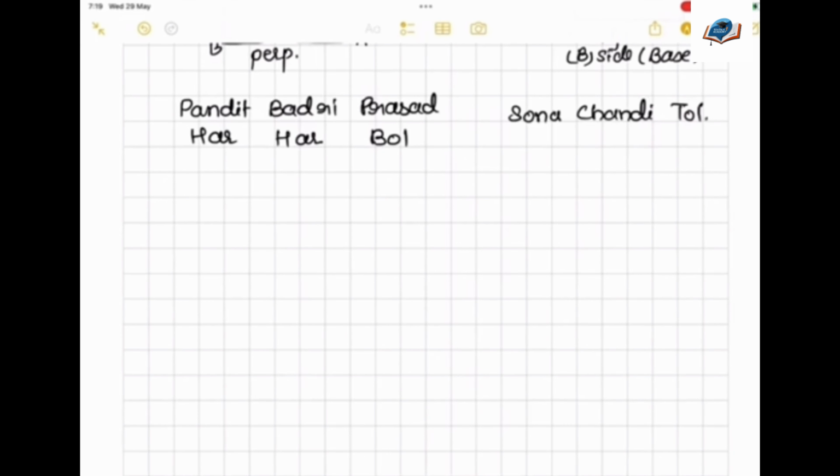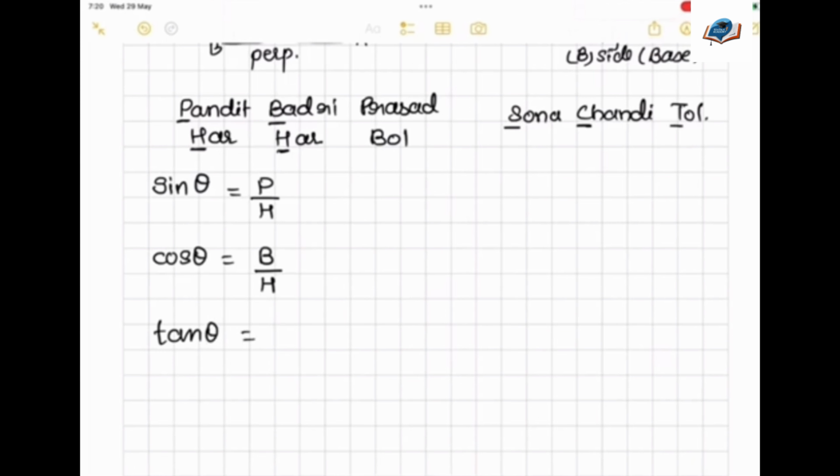Here we have to take the first letter only of each one. So Sona means sine, and that will be P upon H, that is perpendicular upon hypotenuse. Then cos theta will be B upon H, that is Badri's B and Har's H. And in the same way tan theta will be P upon B, Prasad upon Bole, B.